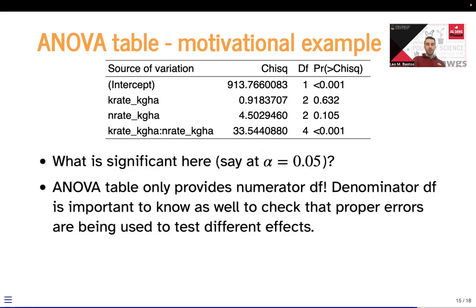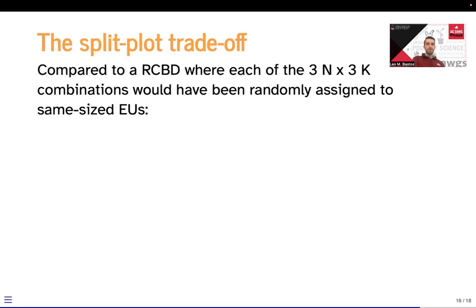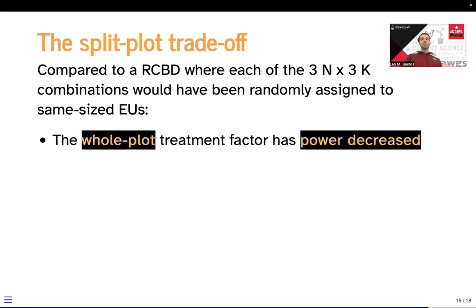Yeah, I think I talked a little bit about that here. And then this trade-off here, I guess I jumped ahead of myself, but if you have an RCBD that is not randomized as a split plot, like we have done in the previous exercise, comparing that RCBD with an RCBD of split plot, the whole plot treatment factor has power decreased. When we talk about power in statistical terms, we're just meaning being able to find statistical differences, right?